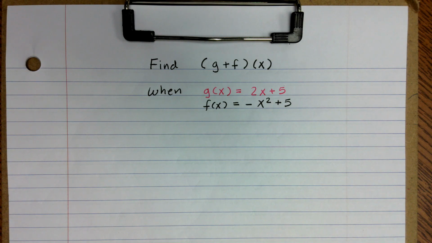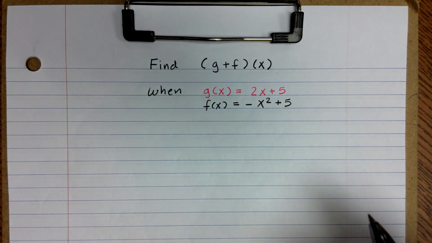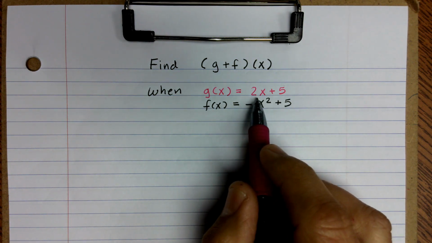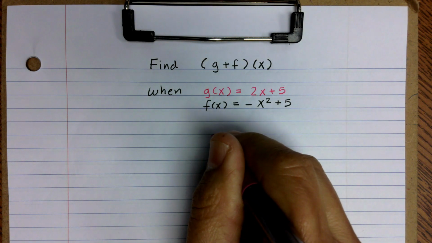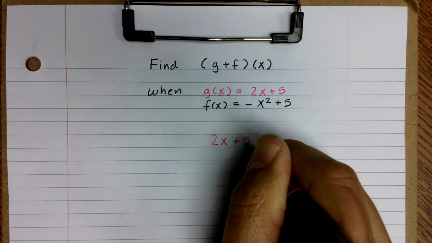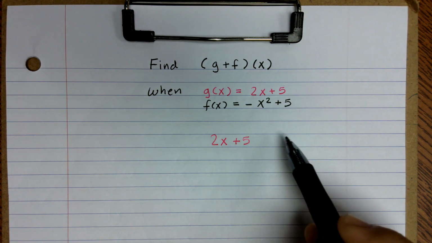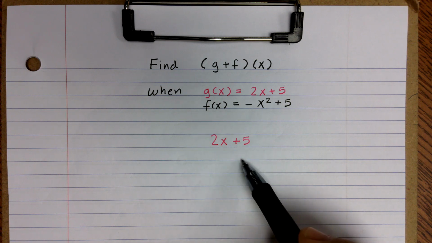So when I set this problem up, I like to set it up what I call top to bottom. So on this top one, I have 2x plus 5 for my g of x function, so I'm going to write that 2x plus 5. Now when I'm adding, since I'm going to add top to bottom, I'm going to write the function of f of x underneath it.